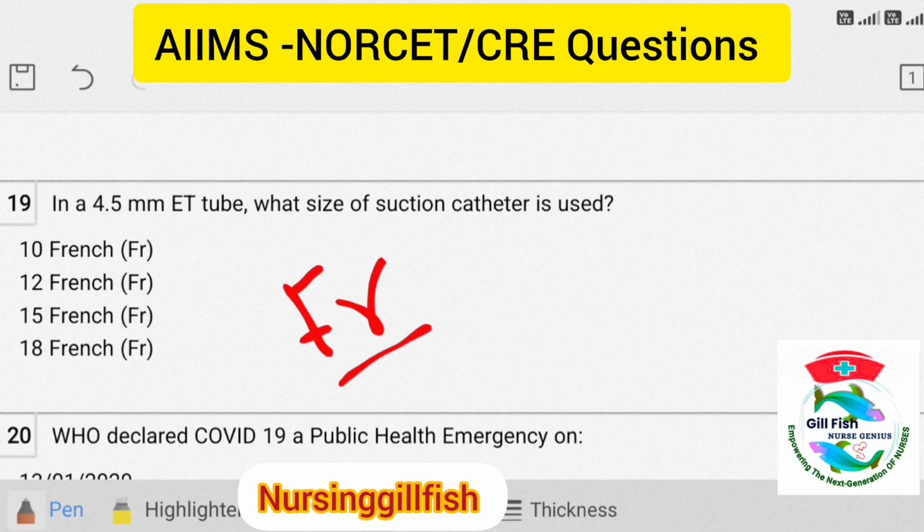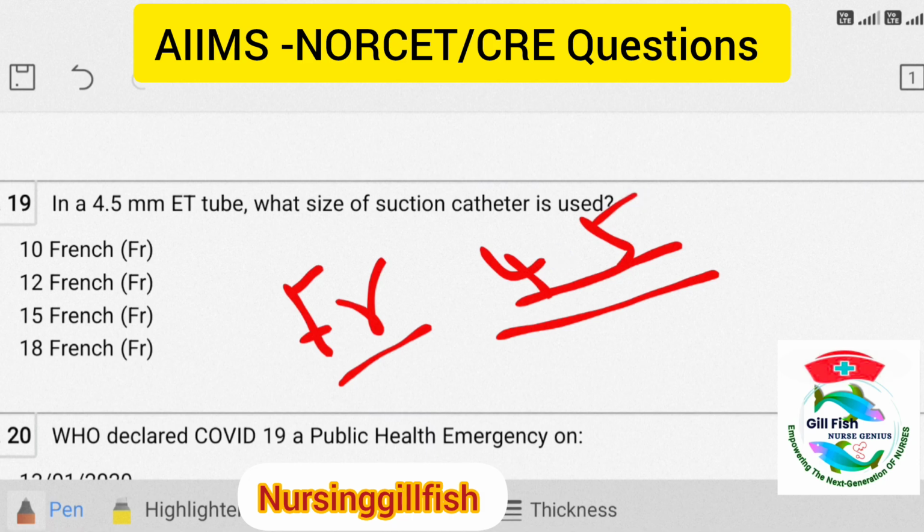So what we have to do is, the size of the catheter will be 0.5 only. So what does the 0.5 mean? What size do we have to use? It is 10 French. So option 1 will be the correct answer. Okay, fine. Next, move on to another question.